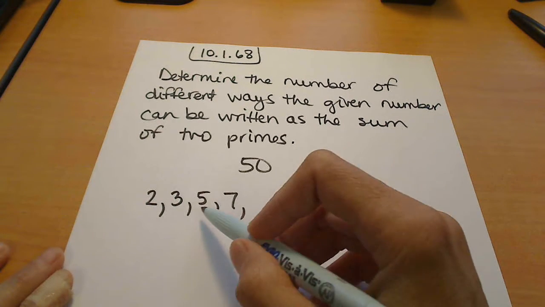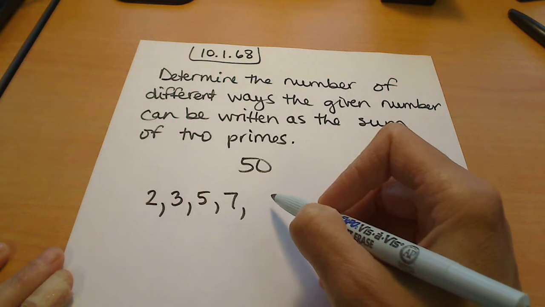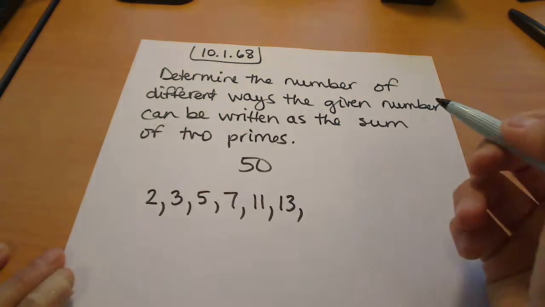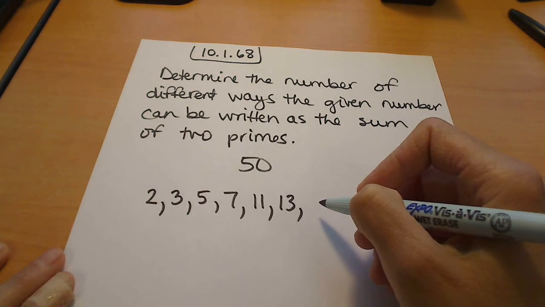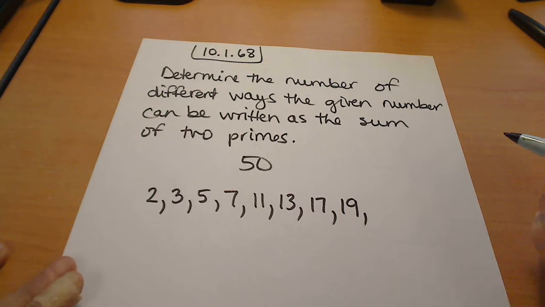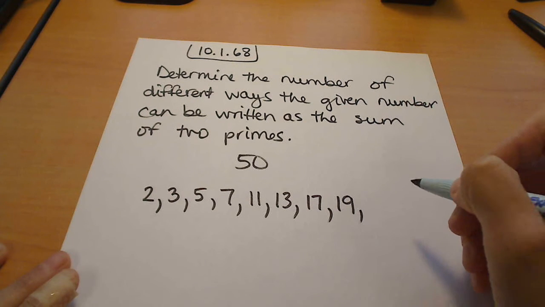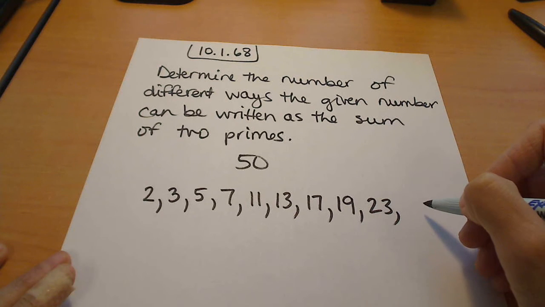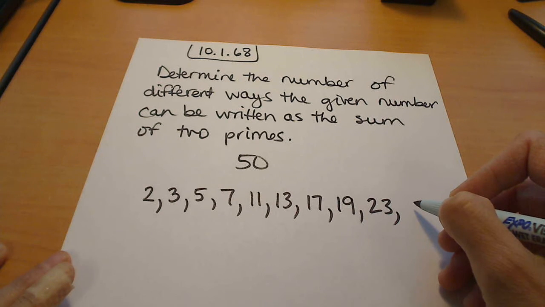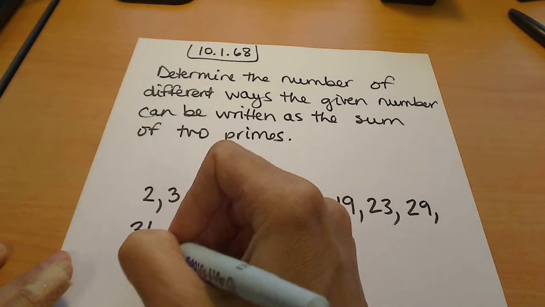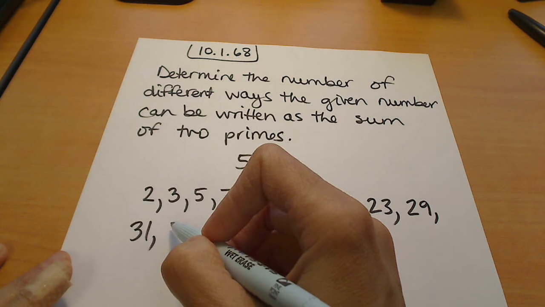So far 2, 3, 5, 7. 8 is not, 9 is not, 10 is not, 11 is prime, 12 is not prime, 13 is prime, 14 is not prime, 15 is not, 16 is not, 17 is prime, 18 is not, 19 is though, 20 is not, 21 is not, 22 is not, 23 is prime, 24 is not, 25 is not, 26 is not, 27 is not either, 28 no, 29 is prime, 30 is not, 31 is, 32 no, 33 no.